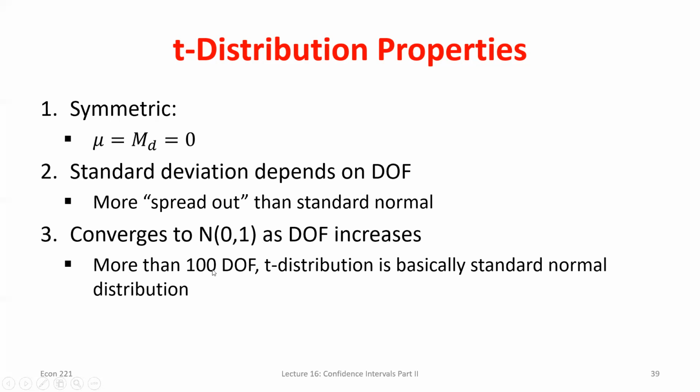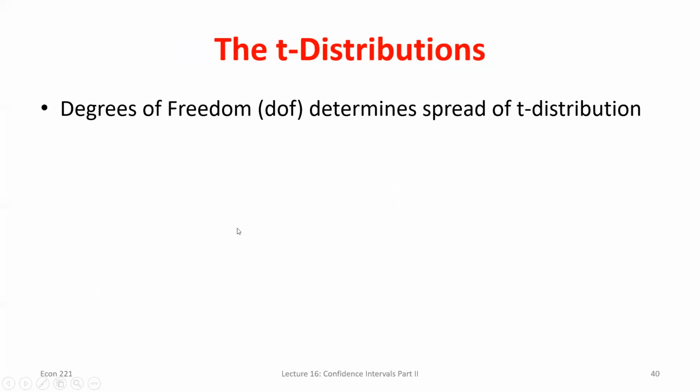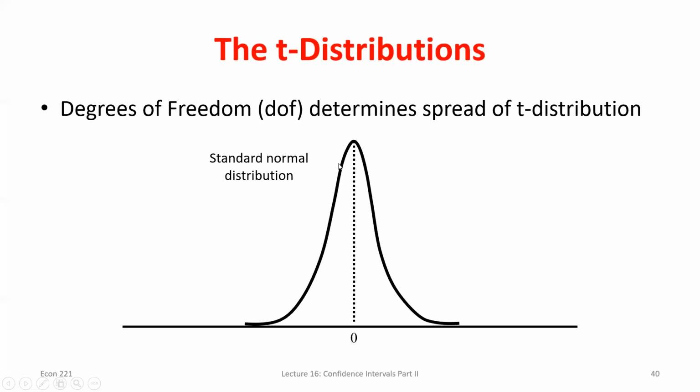In fact, if I can get up over 100, the student t looks no different than the standard normal distribution. It's a really close approximation if I just use the standard normal for a student t distribution over degrees of freedom of 100. Now, most of the time we have samples less than 100, so it's relevant that we know how to use the student t distributions when we have sample sizes lower than 100.